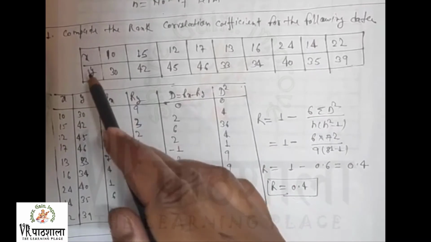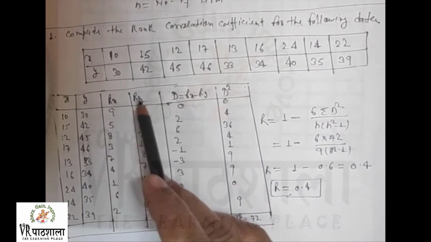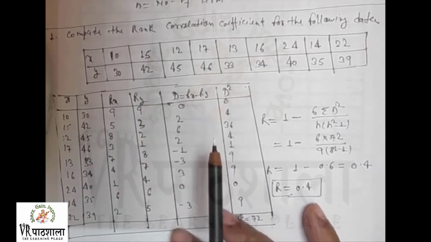Calculate the rank correlation coefficient for the following data. Now first we arrange the data in vertical form, x and y. Now the Rx and Ry. How are Rx, the rank of series x, and Ry, the rank of series y, assigned?